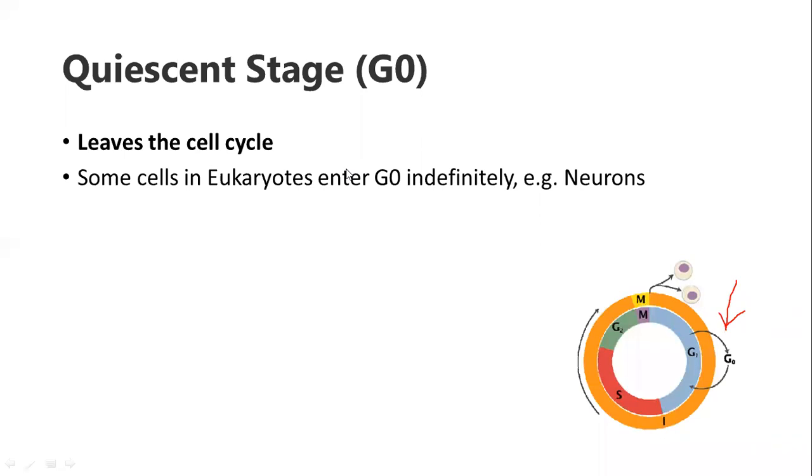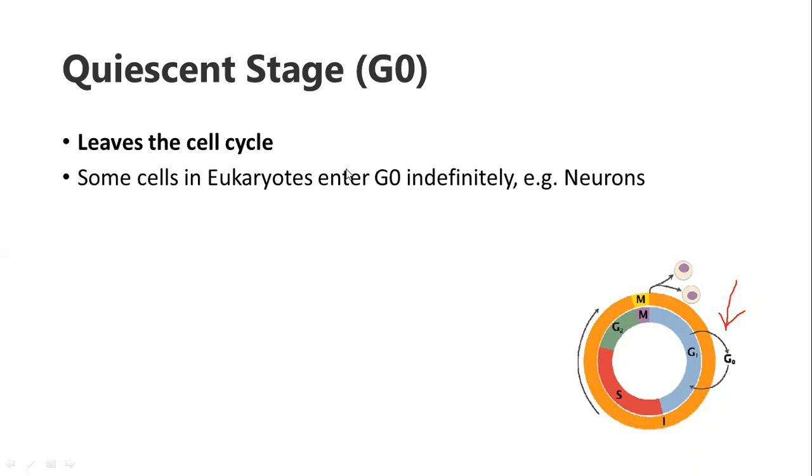So under G2, we said G2 is a second growth phase. Remember, the first growth phase is G1. So G2 is a second growth phase. And during G2, what happens is reorganization of the organelles, so organelles are able to replicate.